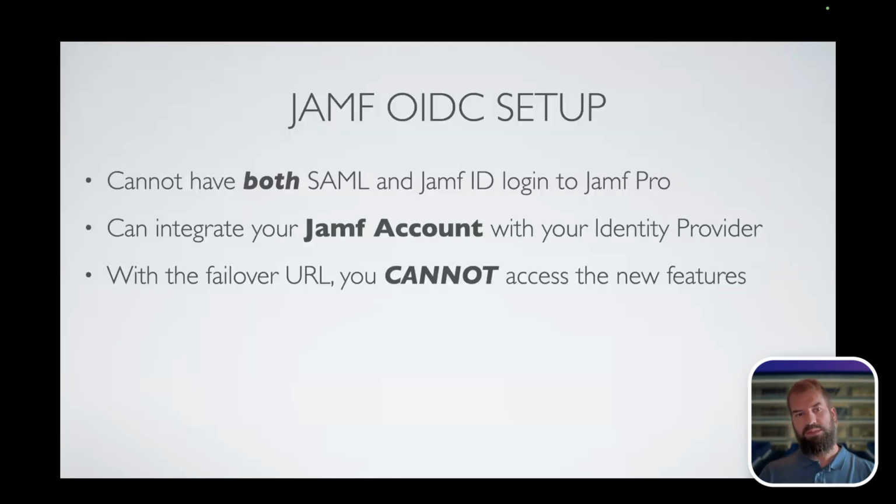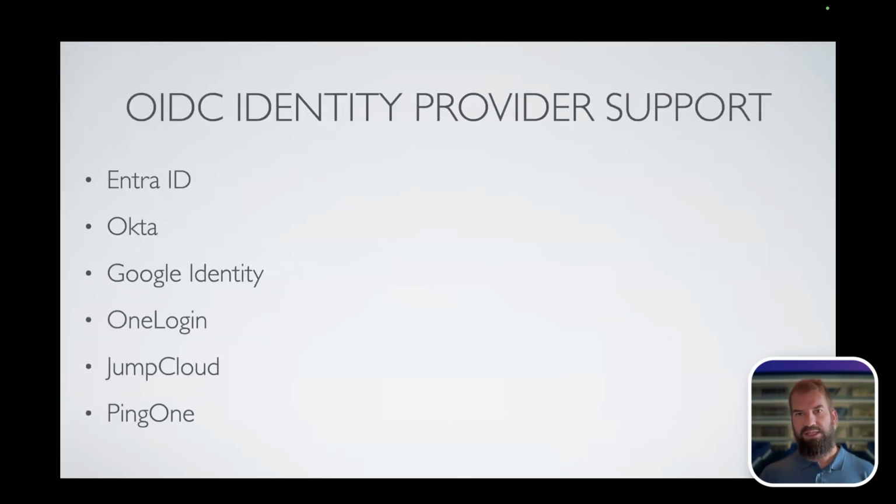So a couple of caveats with this. You cannot have both SAML and Jamf ID login with Jamf Pro. You can only use one or the other. So if you want to get these new features, you have to migrate everything over to this Jamf account login. You can integrate that again with your identity provider. But when you use the failover URL, you won't have access to those new features like Blueprints, compliance, or the Jamf AI Assistant. So these are the identity providers that are supported through that OIDC integration with Jamf, with the Jamf account.